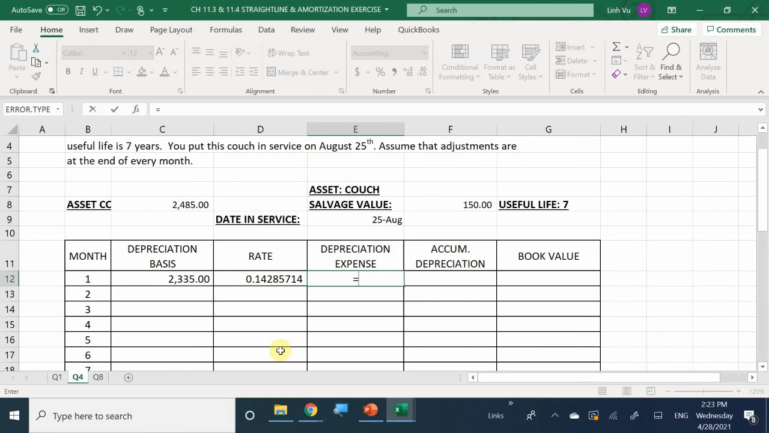If I take my depreciation basis times my rate, I should roughly get $333.57. Is that what you got, Felipe? Of course I did, but that does not take into consideration when we put it in service. Exactly. Okay, you're thinking that way. So if I were to follow the date that I went into service, what did you do here?